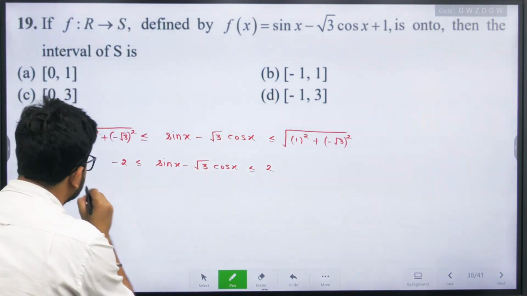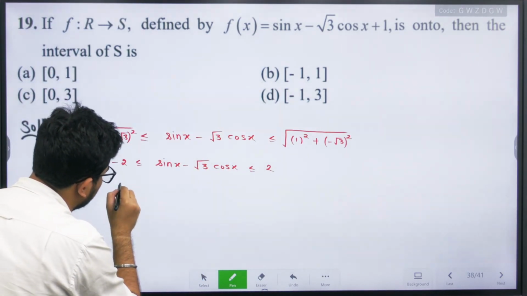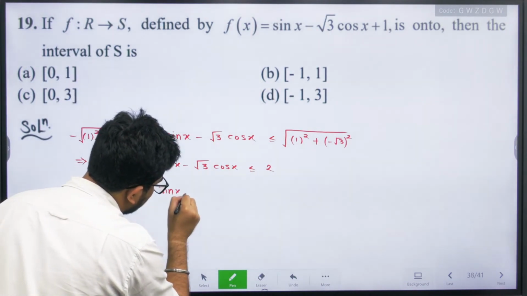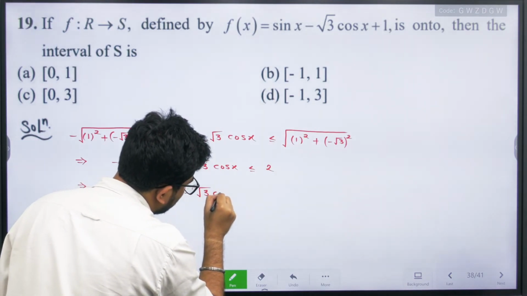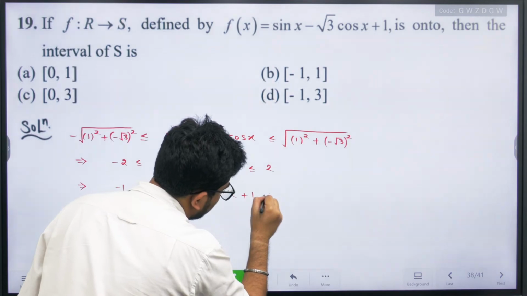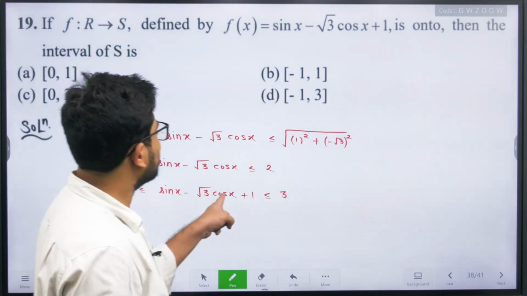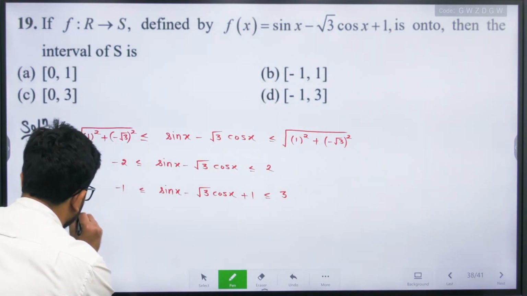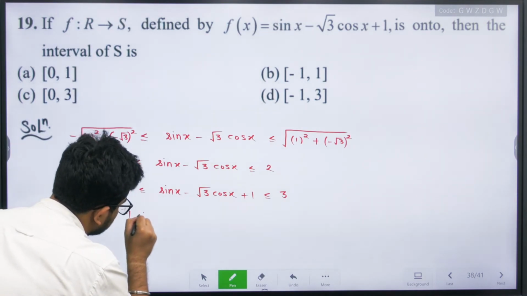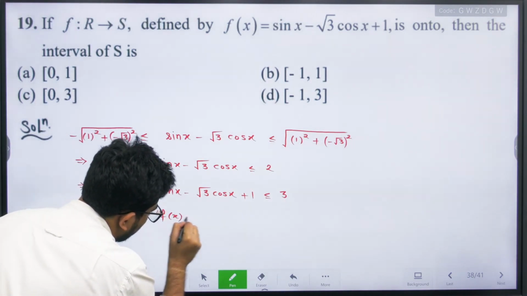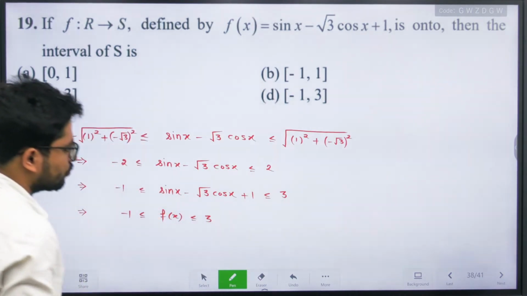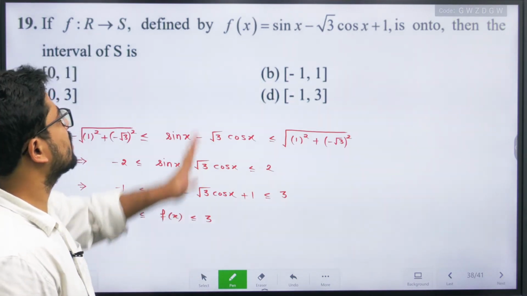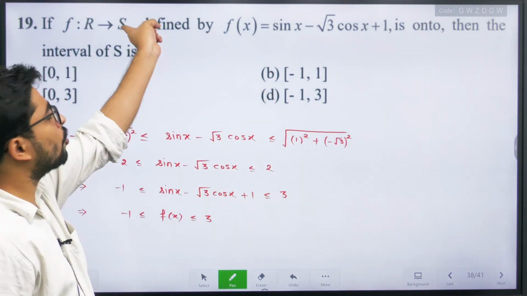Now add 1 on all sides. Minus 2 plus 1 is minus 1, so minus 1 is less than or equal to sin x minus root 3 cos x plus 1, which is less than or equal to 3. And sin x minus root 3 cos x plus 1 is your function. So f(x) lies between minus 1 to 3. This is the range of your function, and the function is onto, so the range is equal to the codomain, which is S.